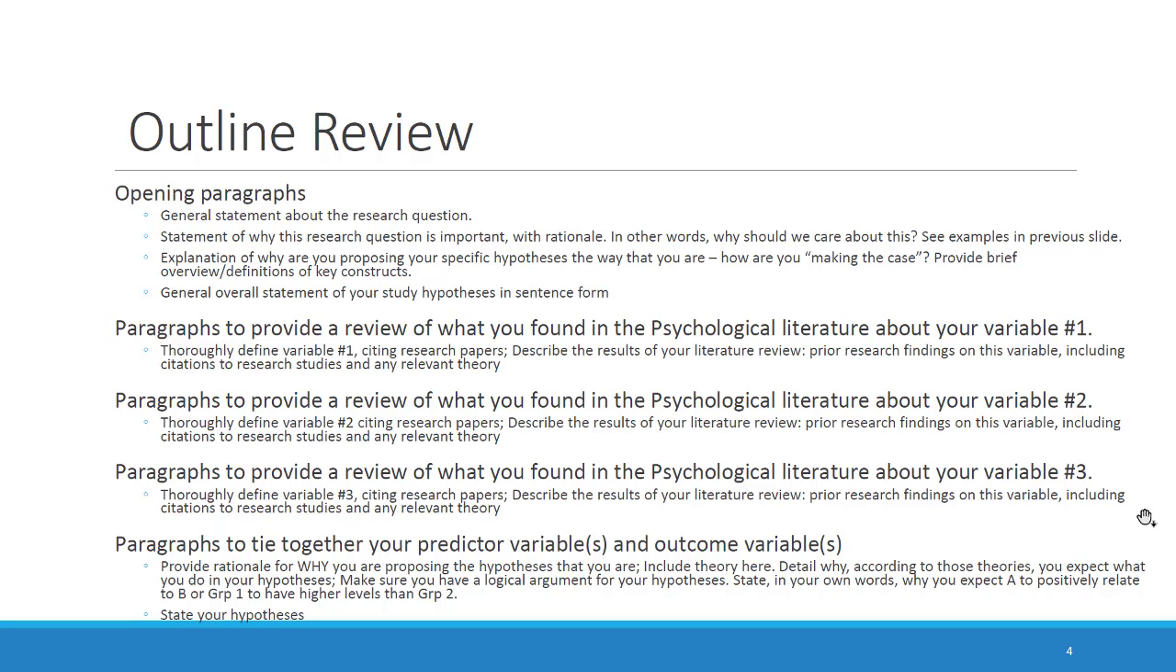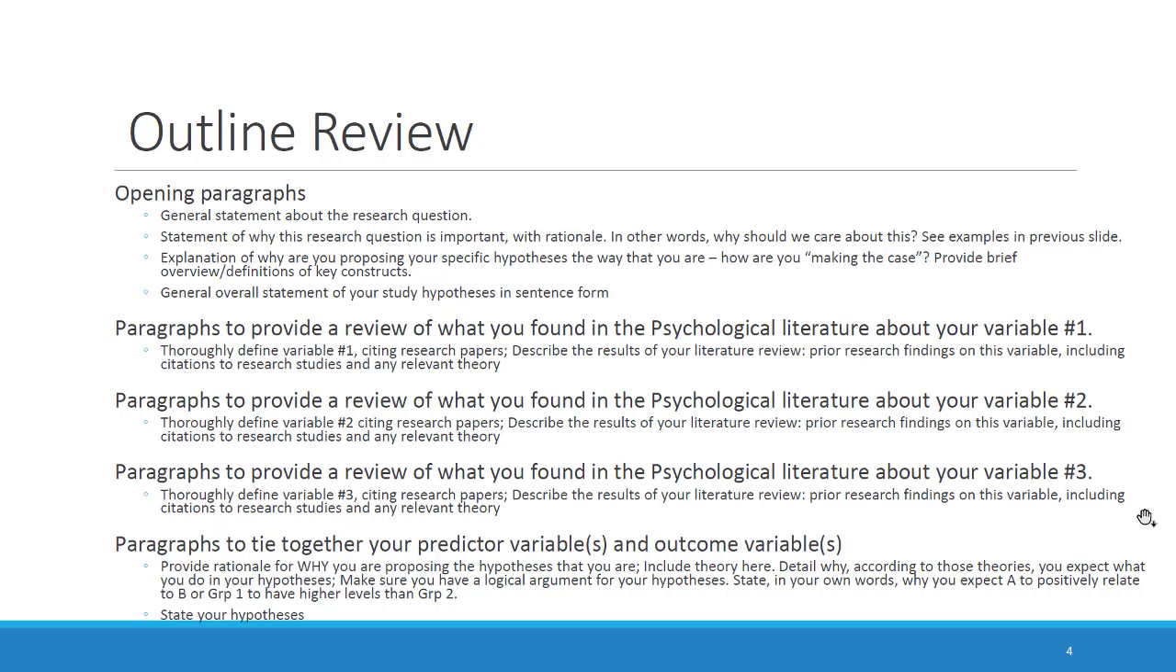After you finish your opening paragraphs, when you're writing your introduction, then you move on to provide paragraphs about each of your study variables in turn. Remember that you have 3 study variables for paper number 1 in this class. So the first one that you're focusing on is your variable number 1, and you're going to thoroughly define that variable, citing research papers, and you're going to put the results of your literature review here. This would include prior research findings on this variable.